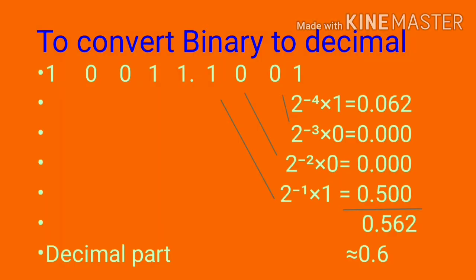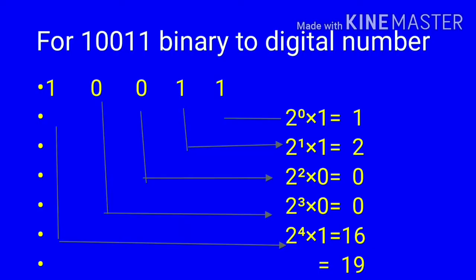Consider the binary value 10011.1001. First we consider the fractional part. 2 power minus 1 into 1 equal to 0.5. 2 power minus 2 into 0 equal to 0. 2 power minus 3 into 0 equal to 0. 2 power minus 4 into 1 equal to 0.0625. Adding these, 0.5625, it is approximately equal to 0.6. The fractional part is 0.6.